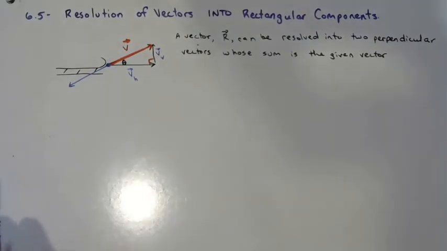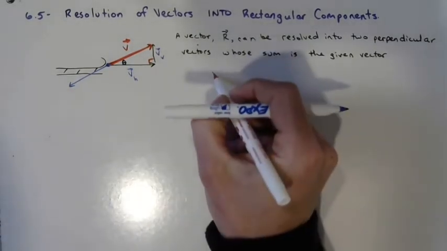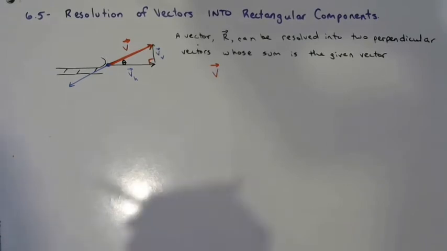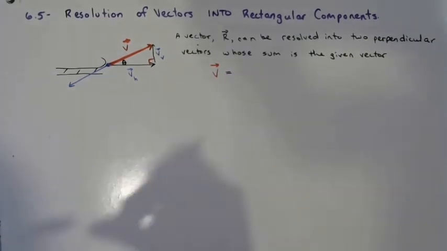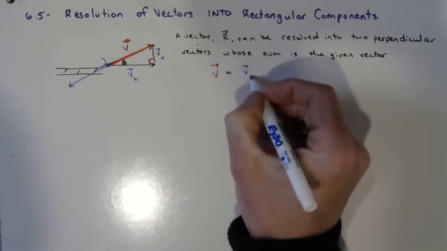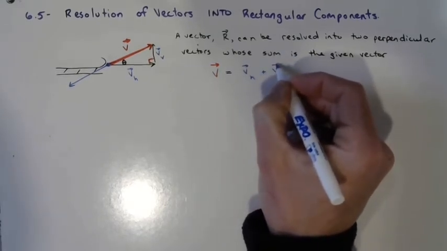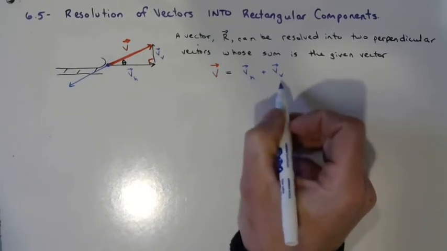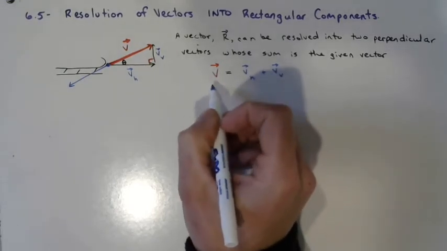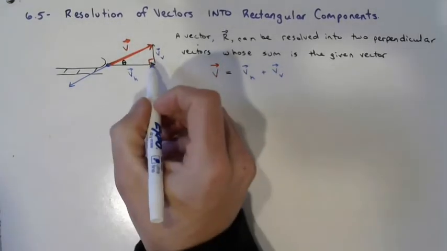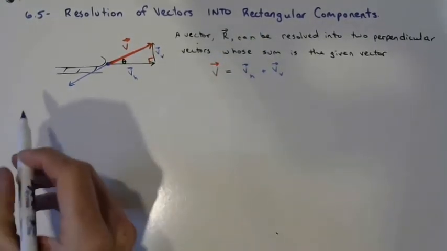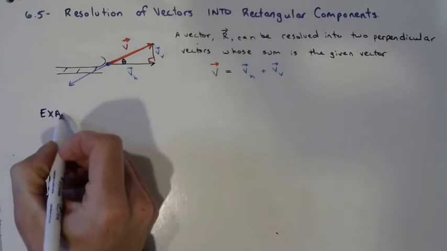So in our diagram, the given vector v is equal to v subscript h plus v subscript v. Okay, the horizontal component and the vertical component add together to give us the resultant vector v. And you can see we have a right angle triangle that we're going to be using our trig skills on again. All right, let's jump right into an example.